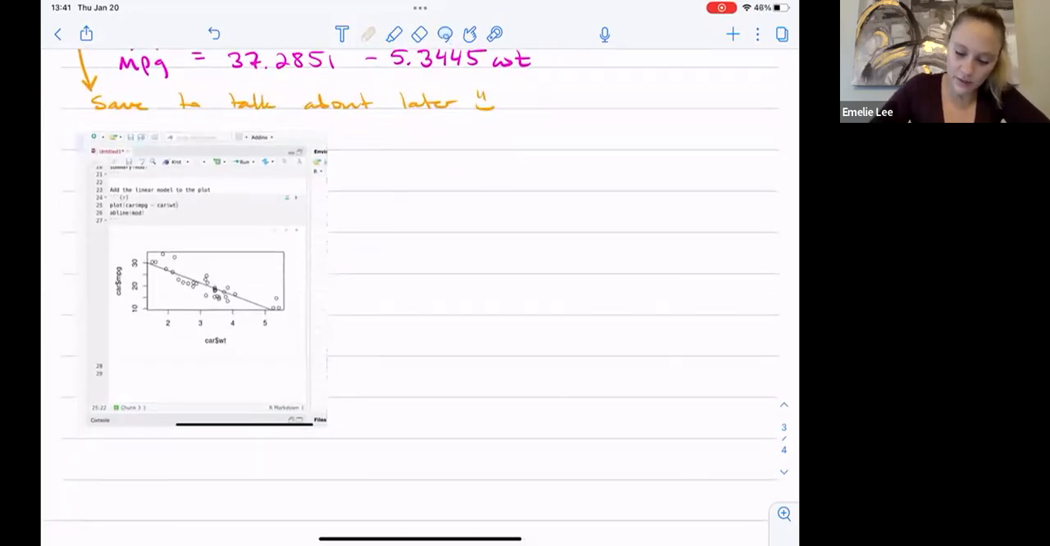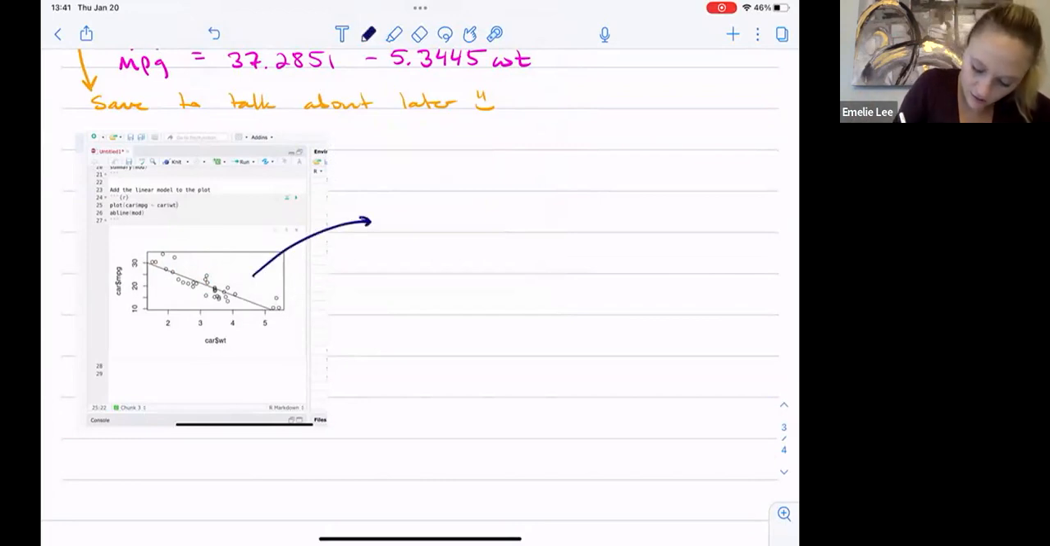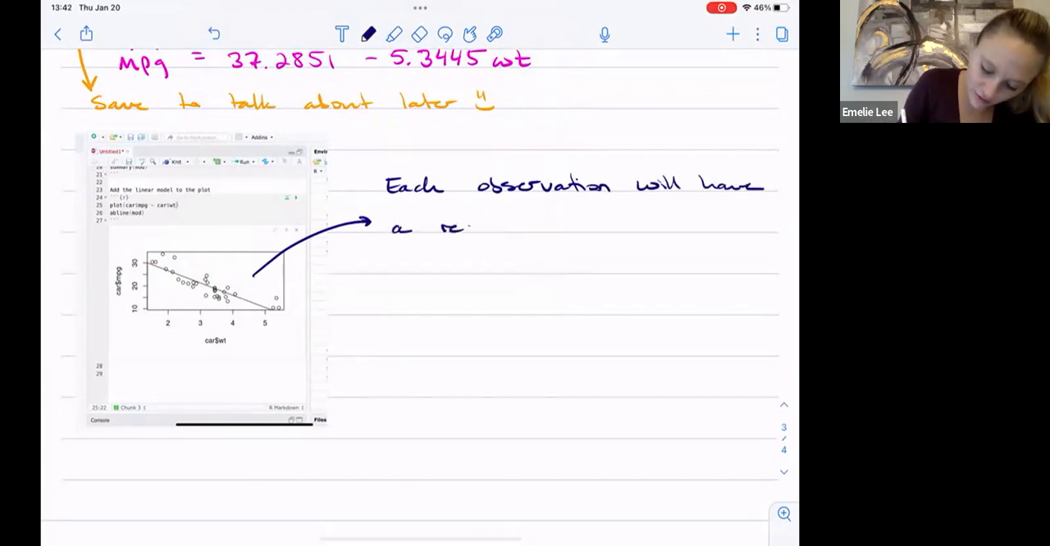So now each point is going to have a residual. Now the residuals are stored in the mod object. Okay. So here we see that each observation will have a residual value.